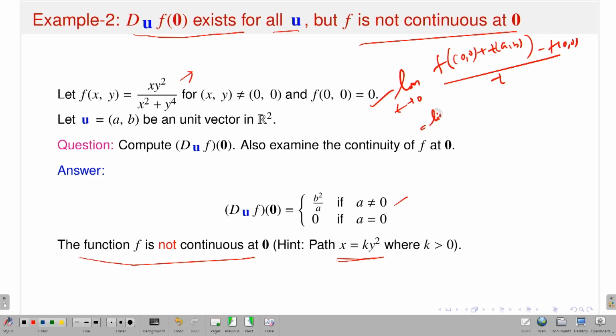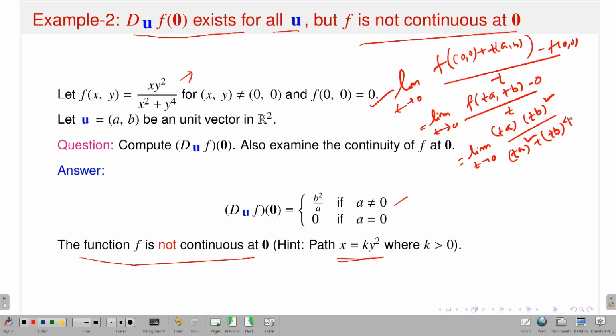And this is what? This is limit t approaches to 0 of f of 0, 0 plus t times a comma b. What is this vector? This is nothing but f of ta comma tb. And f of 0, 0, what is the value? This is 0, divided by t. And what is the value of f of ta comma tb? Keeping in mind that a is non-zero, you just calculate the value. This should be ta times tb square divided by ta square plus tb to the 4, and then you have 1 by t. Then what will be the limit?